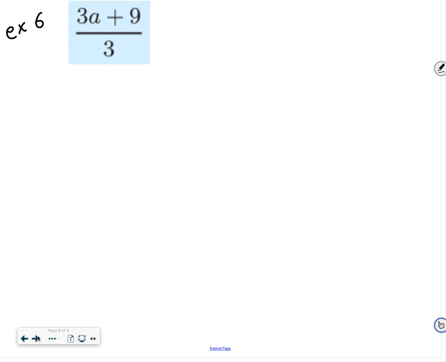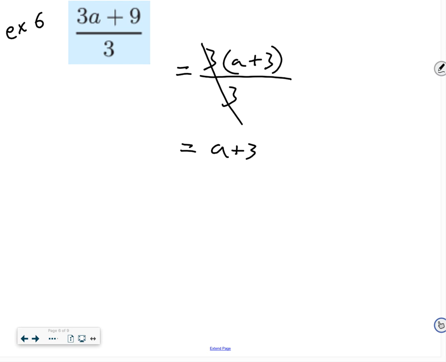Next example, 3a plus 9 over 3a. I recognize a 3 can be factored out of the top. I get a plus 3 in the numerator over 3. Again, these simplify out to 1, and 1 times a plus 3 is a plus 3.